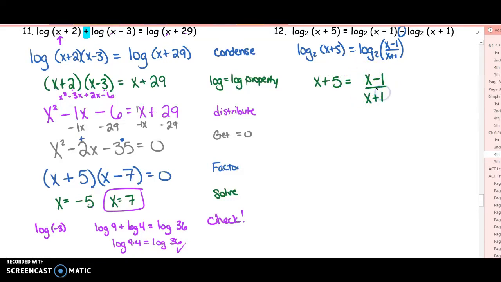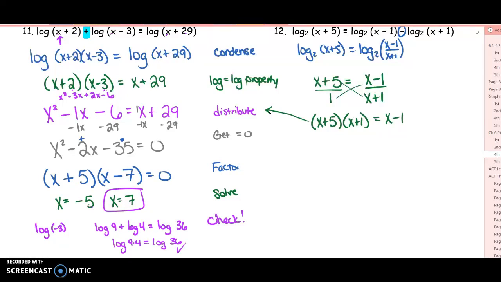Then, using the property that we're talking about today, x plus 5 is going to equal x minus 1 over x plus 1. Now, here's the problem. How the heck do we do this? Okay. You can multiply both sides by x plus 1 to get rid of the division, or think of this as a proportion, x plus 5 over 1, and then we're cross-multiplying. We end up with x plus 5 times x plus 1 equals x minus 1. And then we would go to this step. We would distribute, get 0 on one side, factor, solve, and check our solutions.